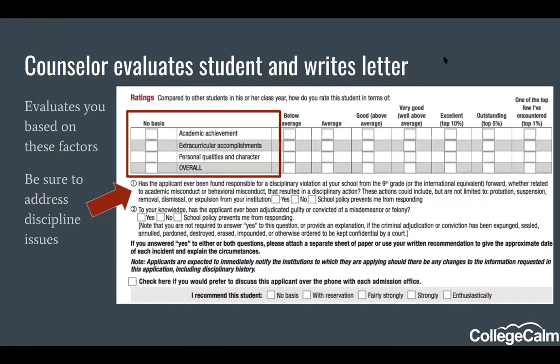The second part of this is, has the applicant ever been found responsible for a disciplinary violation? This part can be very school specific in terms of how they decide to report things on here. If you are a student that has some type of disciplinary action on your school record, you definitely want to talk to your counselor and figure out, how is this going to be reported on my college applications? Some schools have policies that they don't report anything, and some schools have policies that they absolutely report everything. So it's important, if you find yourself in that situation, to definitely check in with us for one, but also to go in and talk and figure out how they're going to answer these questions.